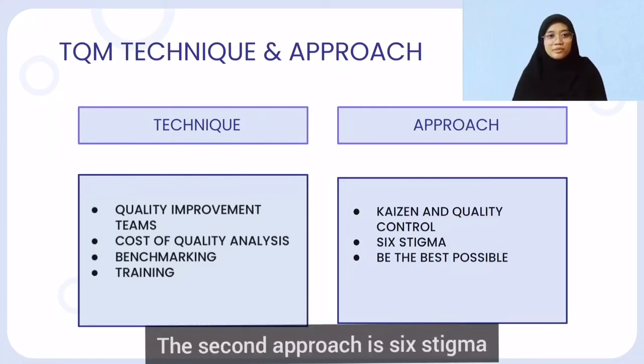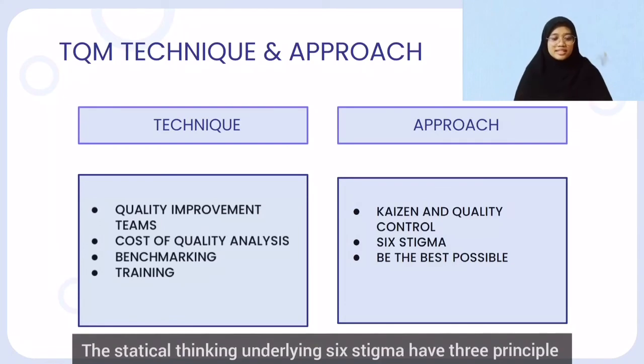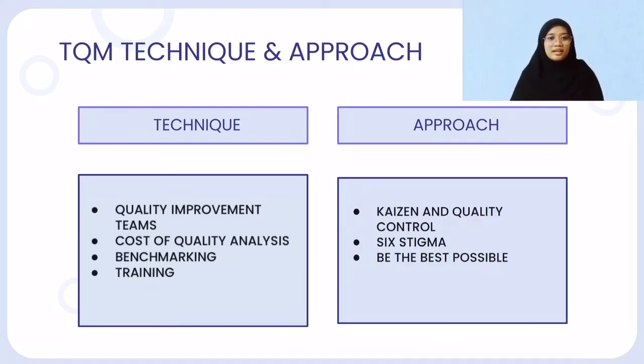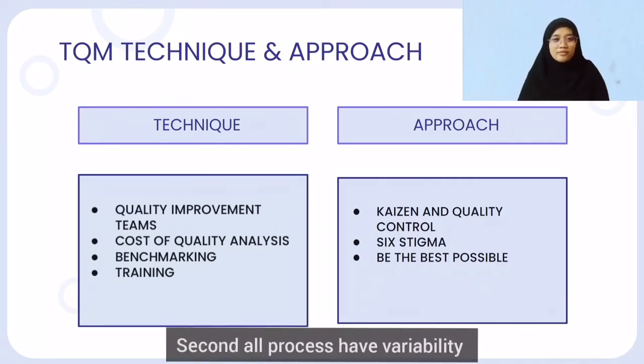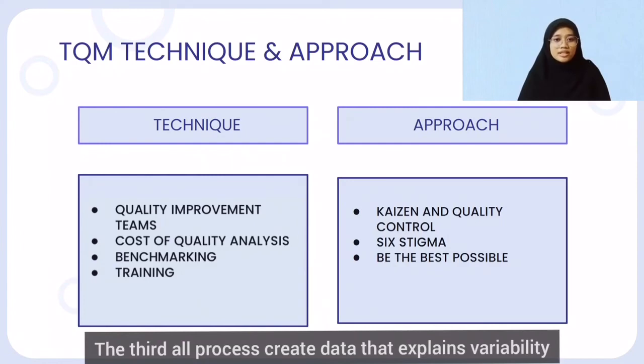The second approach is 6 Sigma. This statistical thinking under 6 Sigma has 3 principles. The first is all work is a process. Second, all processes have variability. And the third, all processes create data that explain variability.